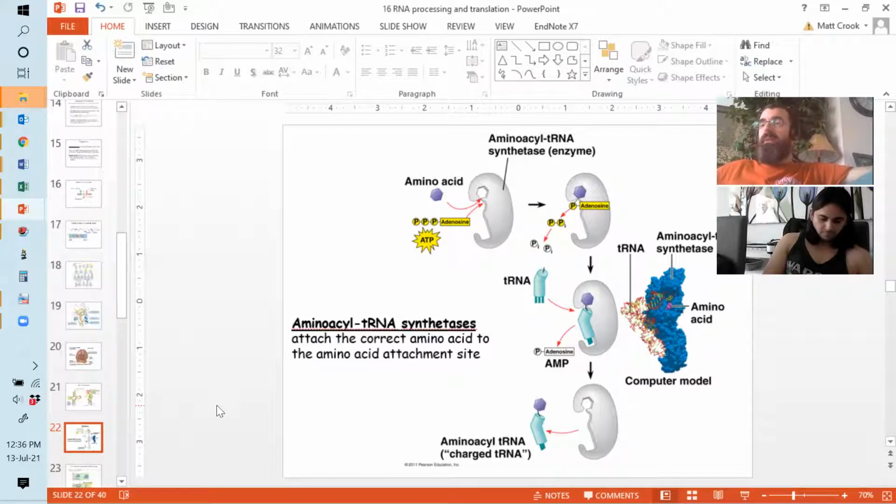And again, this is actually a mechanism that bacteria use to control gene expression too, which we'll get to next section.